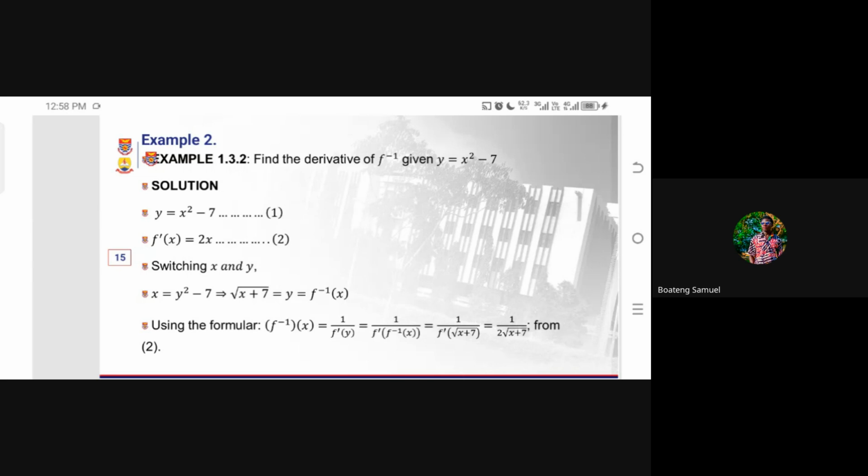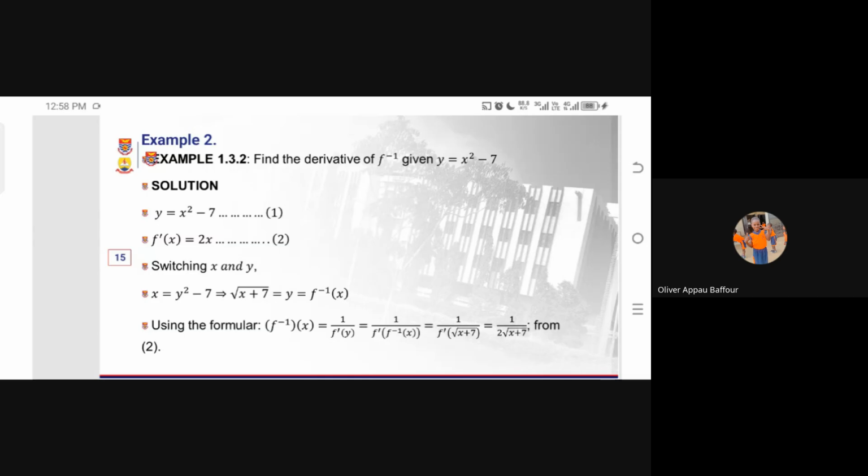Madam, please, I want to ask something. You see the formula, 1 over f prime of f inverse of x, what does it represent?